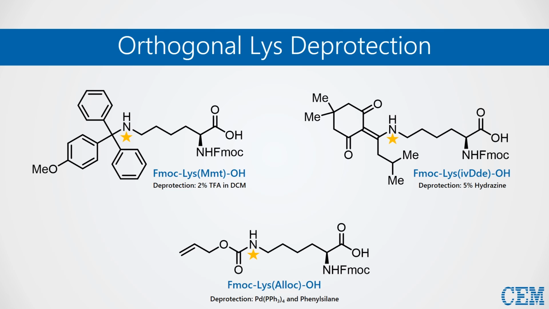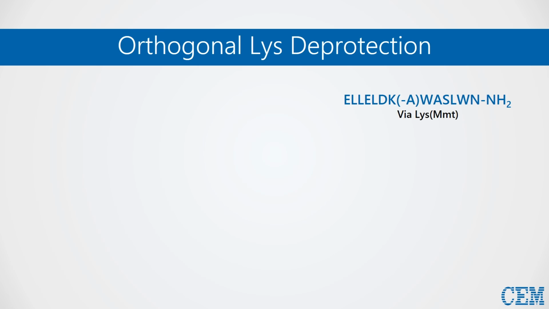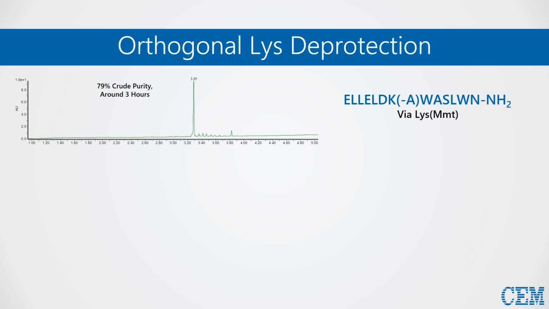To test and develop automated methods of orthogonal deprotection for these three derivatives, we looked to couple alanine to the lysine side chain of the HIV-1 antibody epitope GP41, residues 659 to 671. The target peptide was successfully accessed through Mmt removal and coupling of the side chain with alanine. The peptide was furnished in 79% crude purity in about 3 hours, with Mmt deprotection occurring for a total of 10 minutes at room temperature.